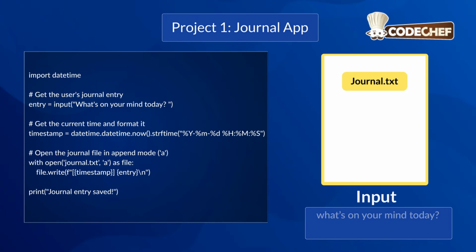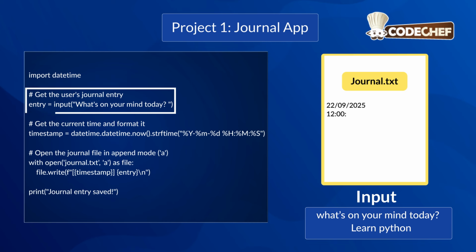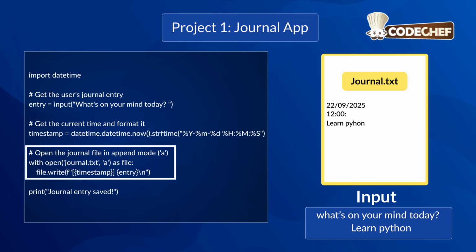Every time we run it, it should ask for an entry, add a timestamp, and save it. We start by importing the datetime module. We get the user's input, and then we get the current time. The most important line is this one: we open journal.txt in append mode, A. This is the key to making a journal. Append mode adds to the end of the file instead of erasing it. We write our formatted string, and that's it, a persistent time-stamped log.